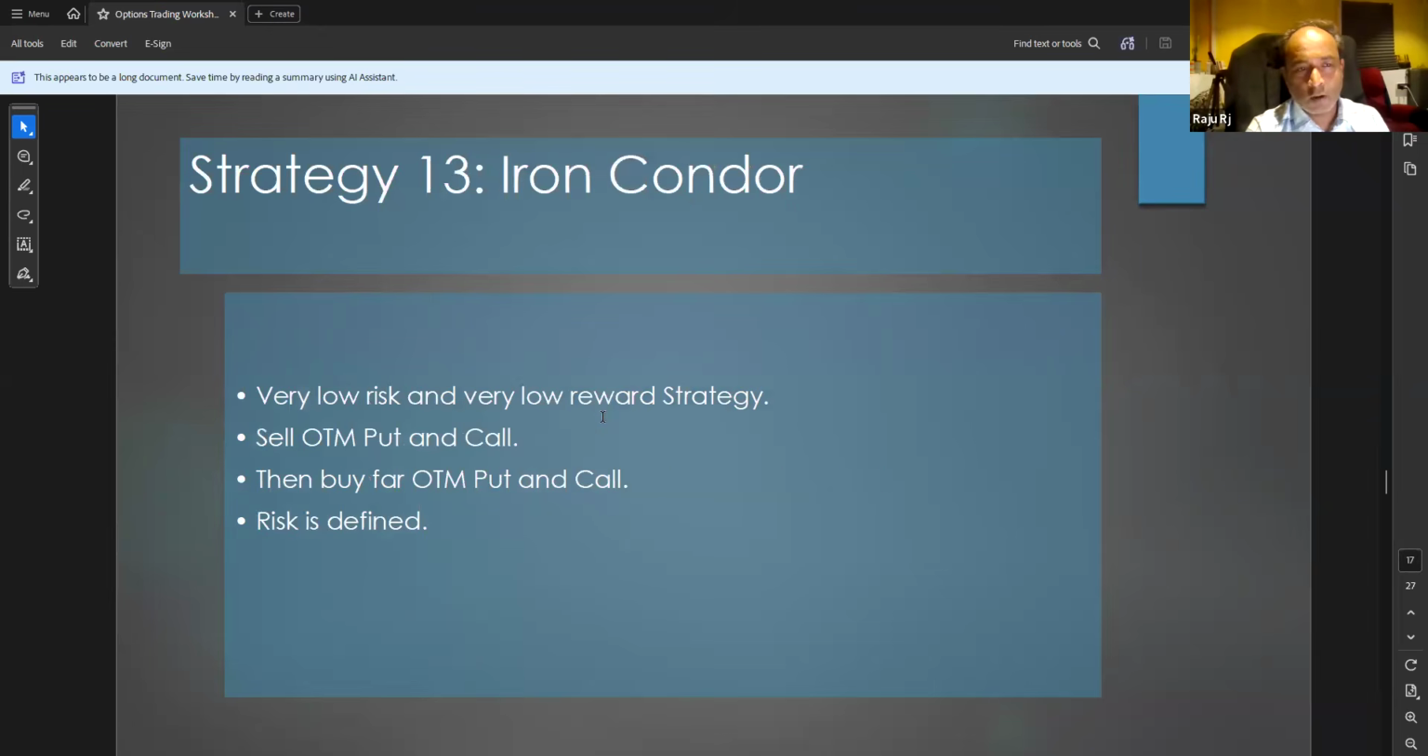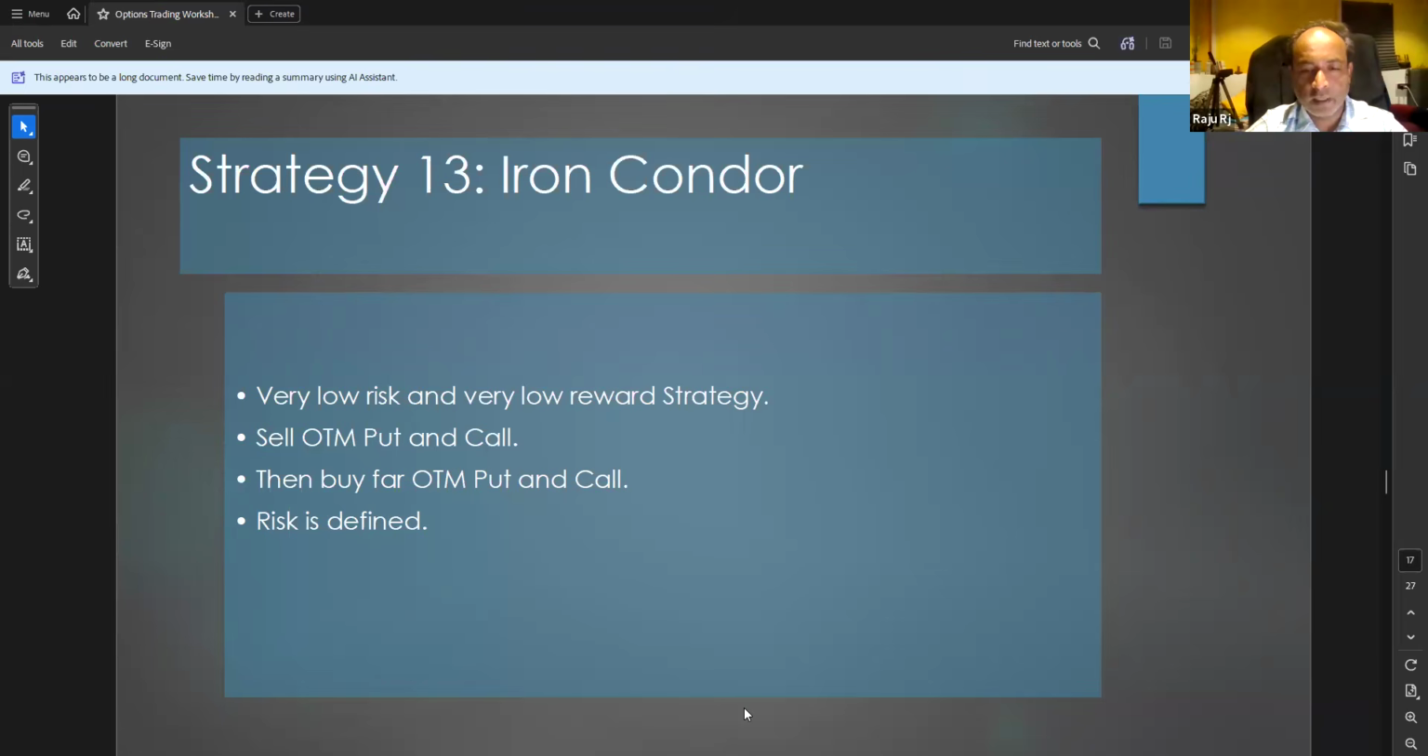Iron condor is a very low risk strategy. You might have seen many strategies people share on social media, like risk only 500 rupees and make 5,000 rupees. We will learn today how to build this strategy and under what condition you have to build it. It's all about selling OTM put and call, and then buying the OTM call and put. Risk is defined, and the risk reward is also defined. So let's see how to build an iron condor and in what situation we have to build it.